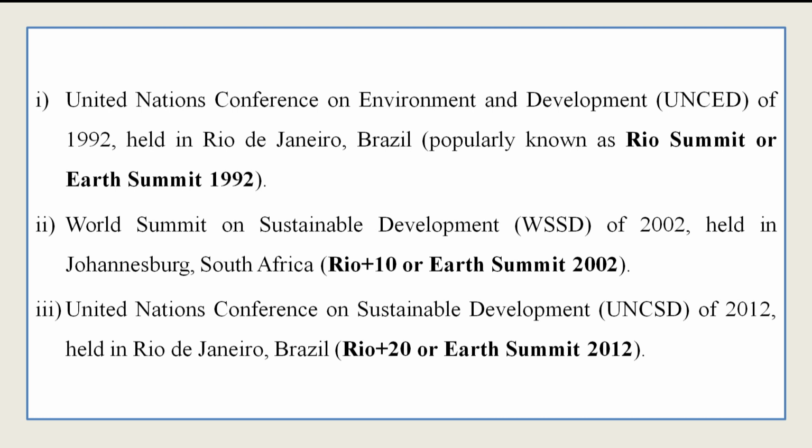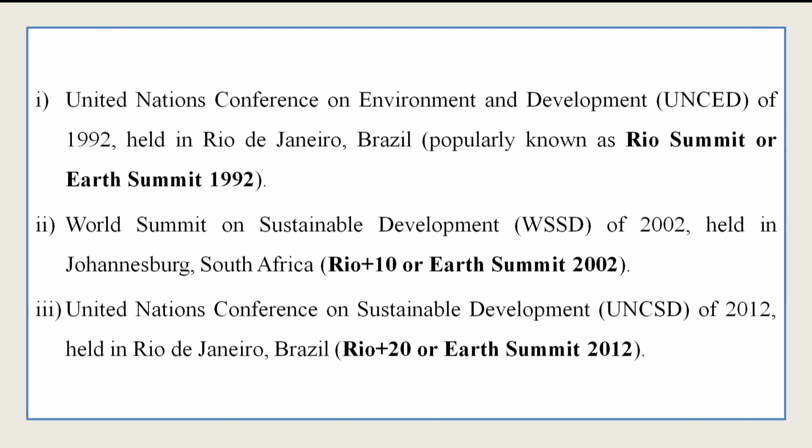Then after that, the World Summit on Sustainable Development, that is WSSD of 2002, held in Johannesburg, South Africa. It is called Rio Plus 10 or Earth Summit 2002. And after that, the United Nations Conference on Sustainable Development, that is UNCSD of 2012, held in Rio de Janeiro, Brazil, called Rio Plus 20 or Earth Summit 2012. So these are the three conferences that have happened till now: Earth Summit 1992, 2002 and 2012.